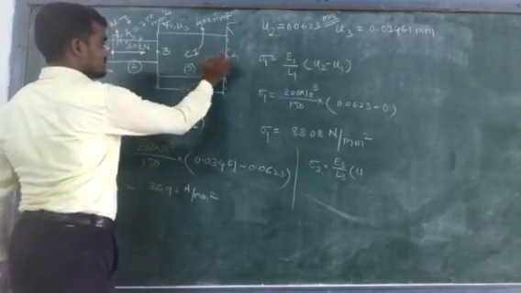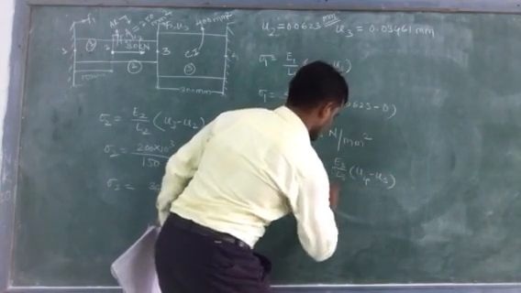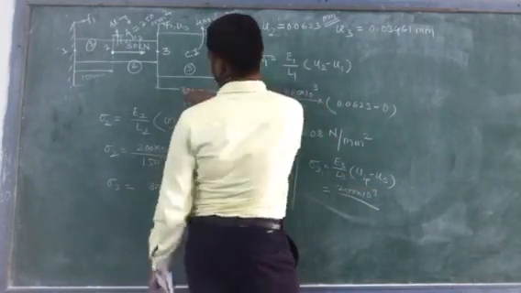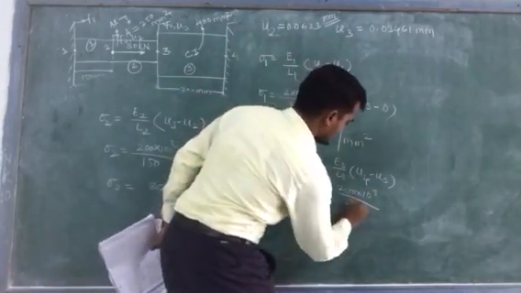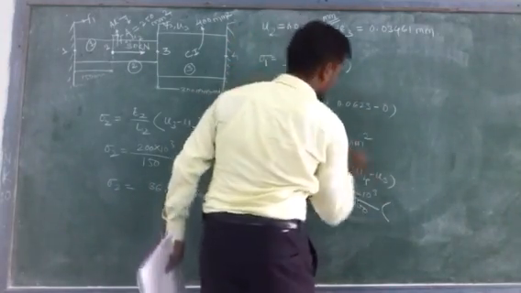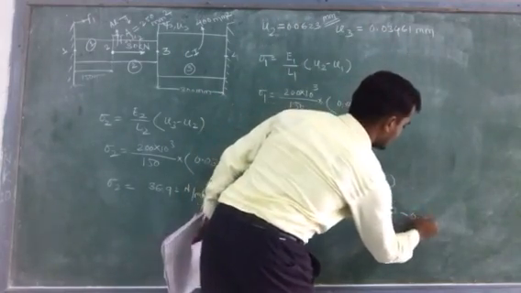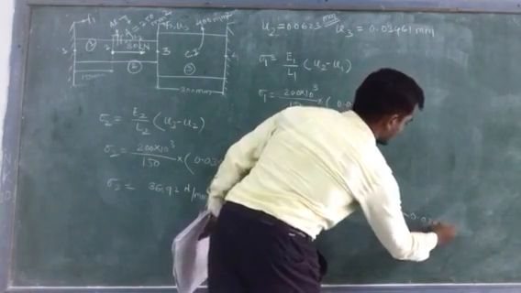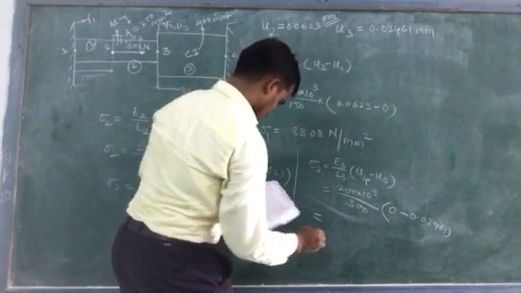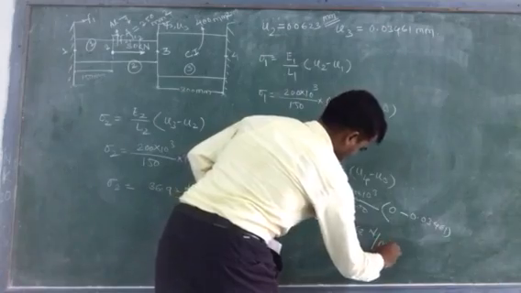And similarly sigma 3. The formula is E3 by L3 in bracket, the difference between these two nodal displacements, U4 minus U3. So it will become 200 into 10 raised to power 3 divided by L3, which is different now. L3 is equal to 300, into U4, which is equal to 0 because of this fixed end. So 0 minus U3, which is 0.03461. So sigma 3 is equal to 23.08 Newton per mm square.